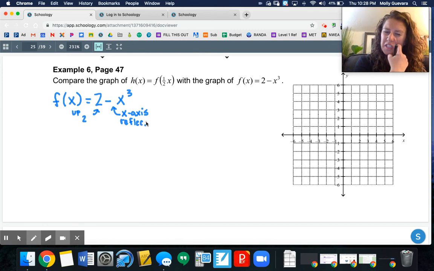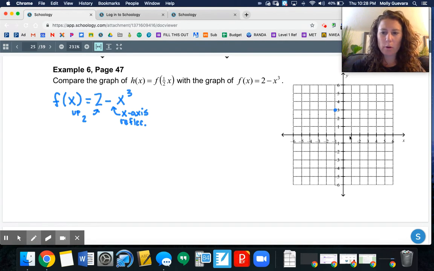Okay, so let's go ahead and just do that one first. So again, x cubed starts at negative 1, negative 1. If I reflect it over the x-axis, it becomes negative 1, 1. And then I go up 2. So negative 1, 3.